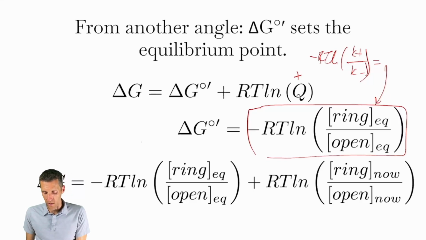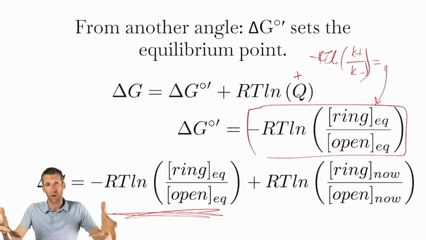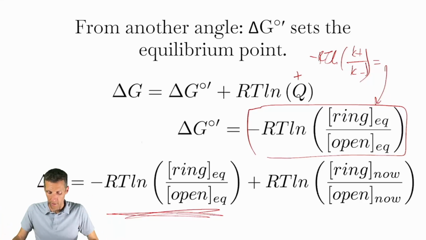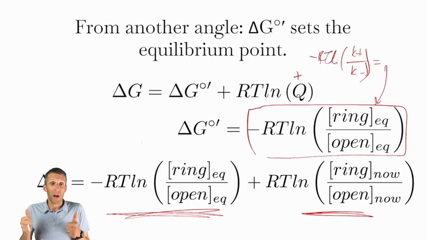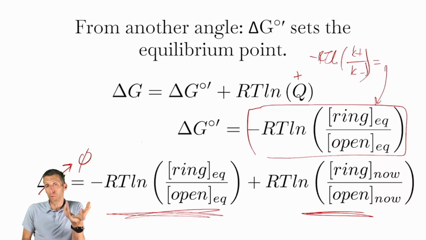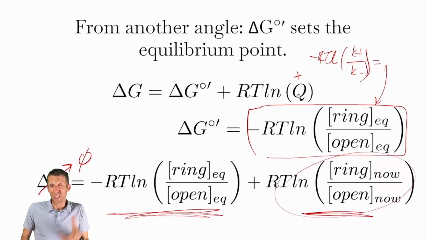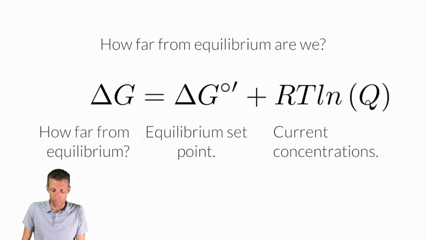What we're looking at here is the concentration that we will ultimately flow to. This is the equilibrium concentrations of the products and reactants. This is where we are now. If those are identical, if we are at equilibrium, if this ratio is the same as this ratio, delta G goes to 0, because they're the same. So what delta G naught prime is effectively saying is, what concentrations do I have to be at to get to equilibrium? It's setting the equilibrium set point.